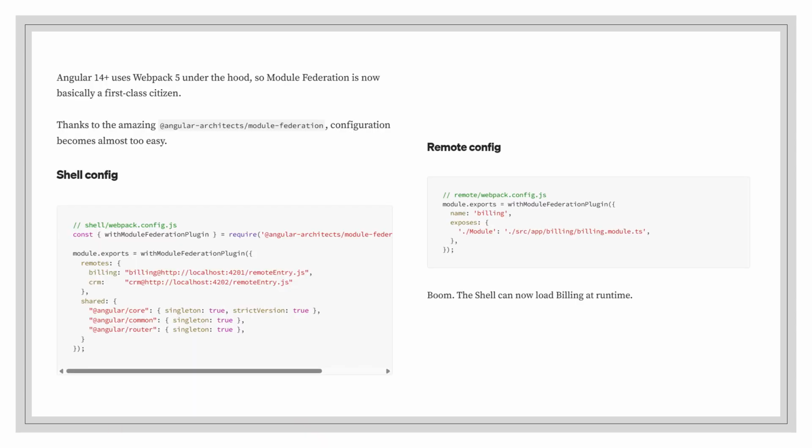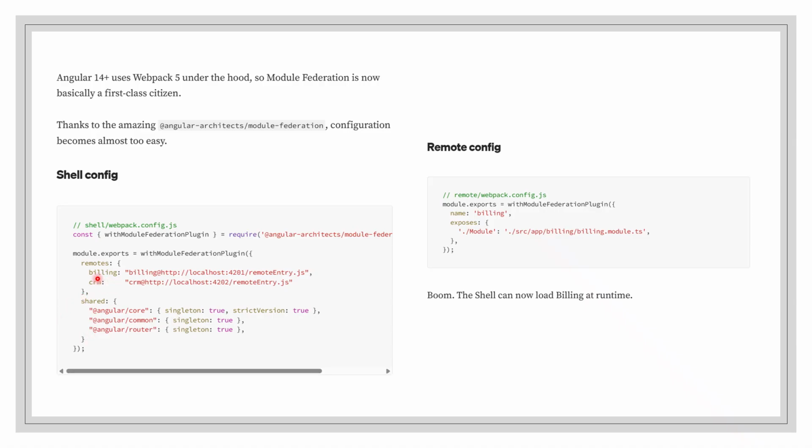Angular 14 uses Webpack 5 under the hood, so Module Federation is now basically a first-class citizen. Thanks to the amazing Angular architecture and Module Federation, configuration becomes almost too easy. Let's check out the config file for the shell. Here, we would require the Module Federation plugin to be imported. Then, let's check what it contains. It should contain the set of remotes as well as the shared ones.